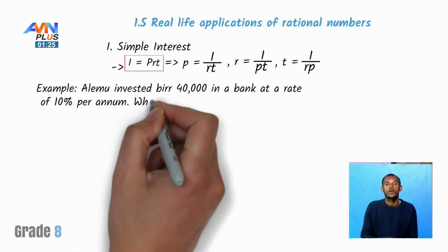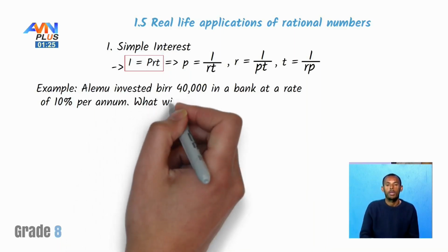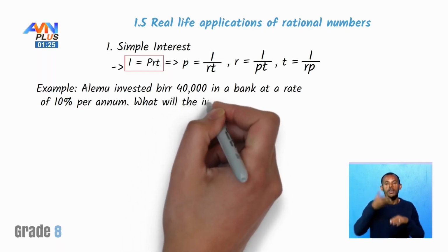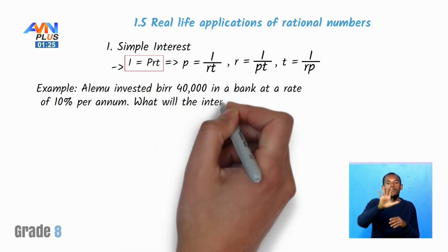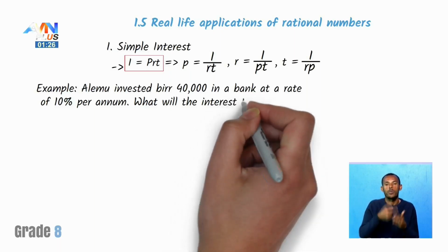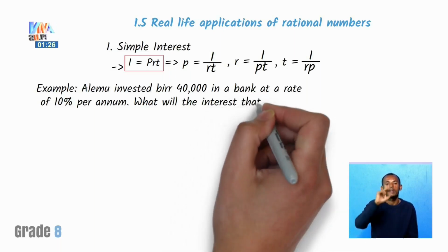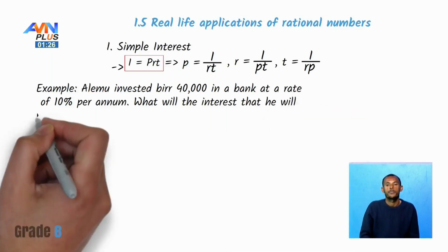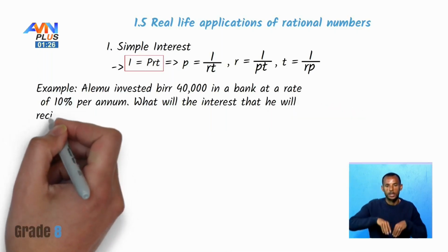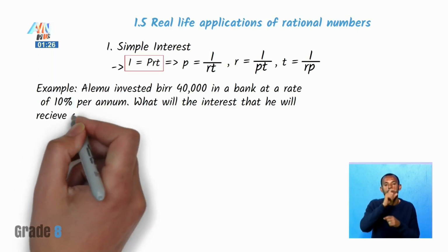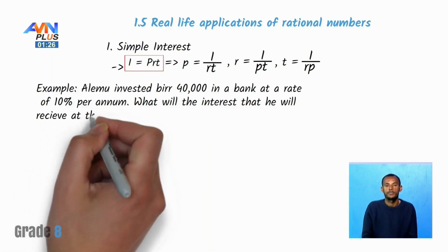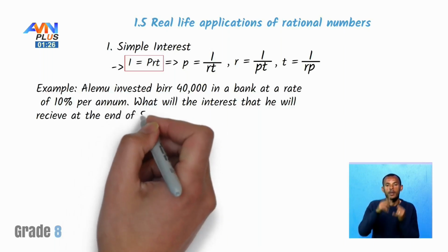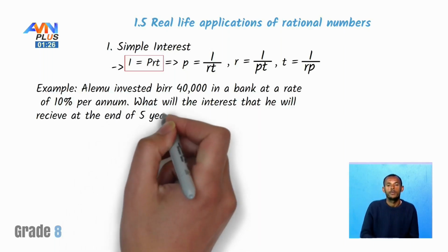What will be the interest he will be receiving after 5 years? What will be the interest that he will receive at the end of, say, 5 years?